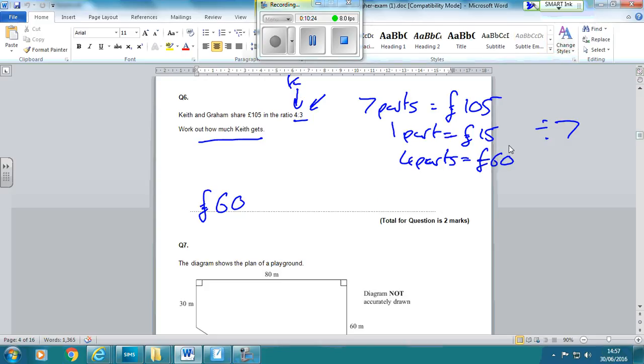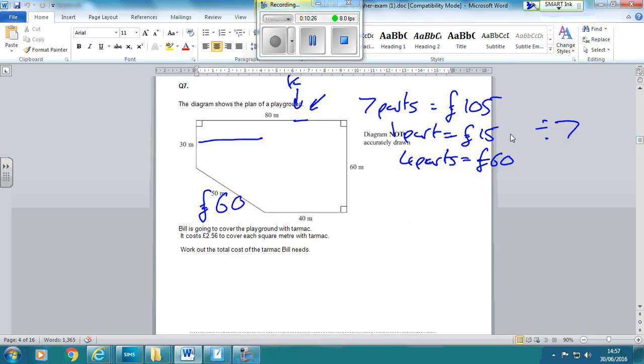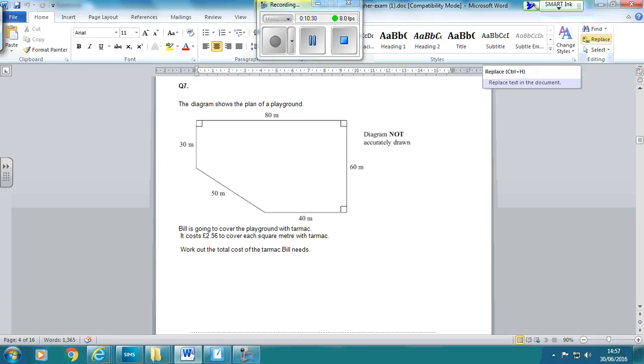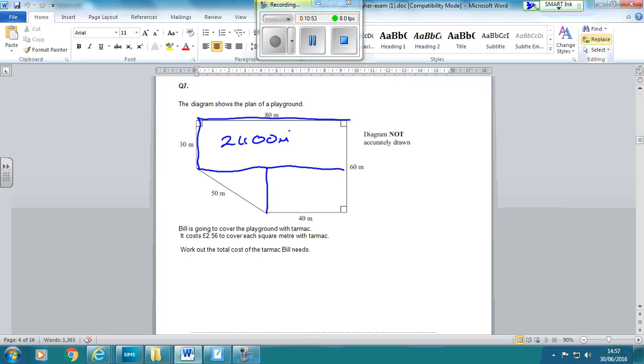And the next question wasn't done very well at all. So most people have to do the corrections for this one. So what we've got to do is, it costs £2.56 to cover each square metre with tarmac. Work out the total cost of the tarmac bill needs. What we need to do is we need to work out the area of this. So when we've got a shape like this, let's break it down to different shapes. So this one here is 30 by 80. So 3 times 8 is 24, and there's 2 zeros. So we've got 2,400 metres squared.